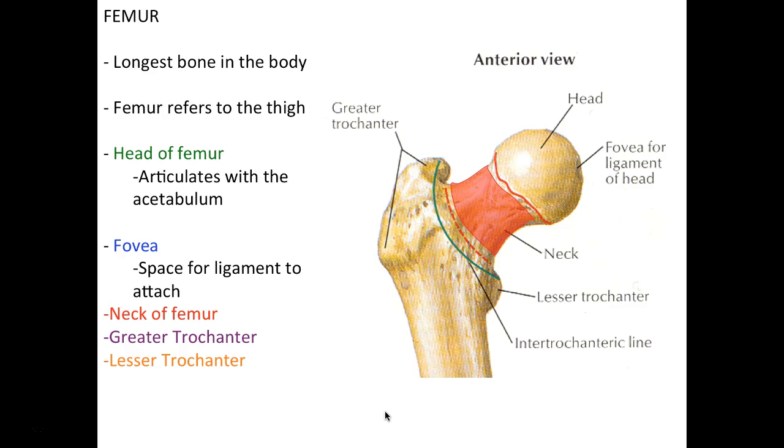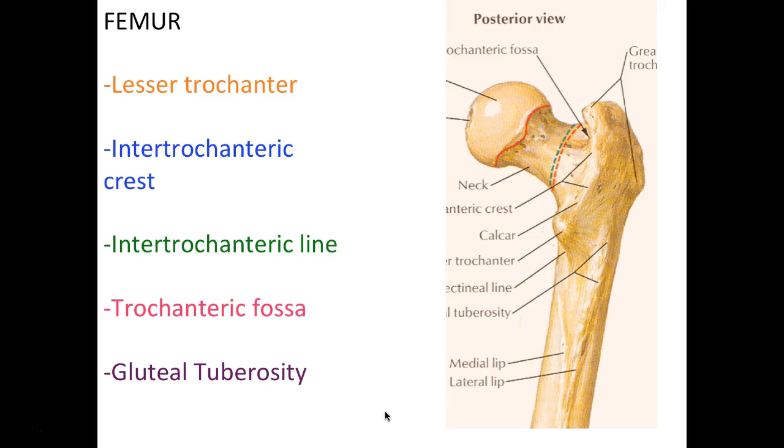And then just how on our humerus we had those two bumps, these bumps are a little bit more irregular, and so anatomists gave it a new term and called it trochanter. So we have a greater trochanter that's going to be the larger of the two bumps, and a lesser trochanter.